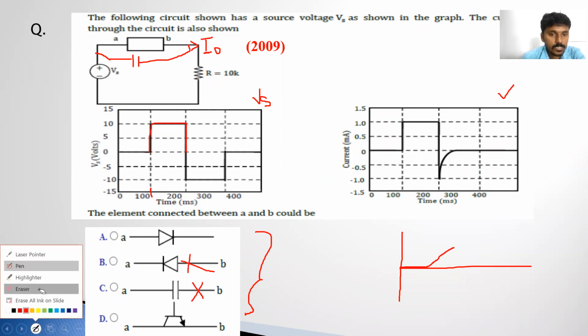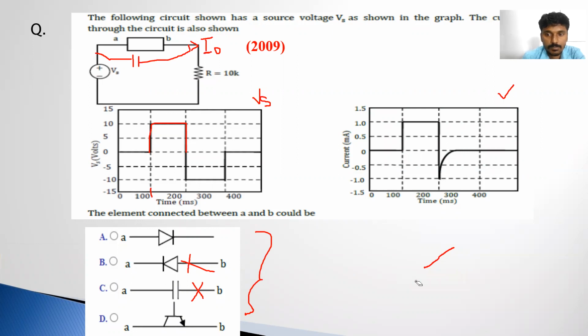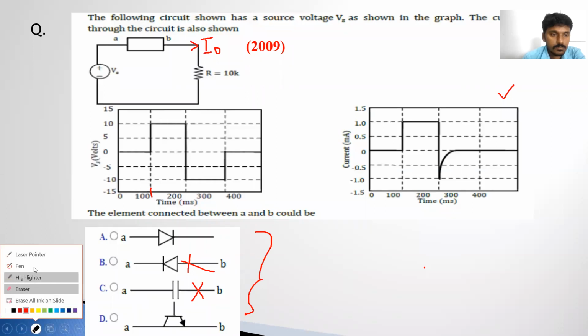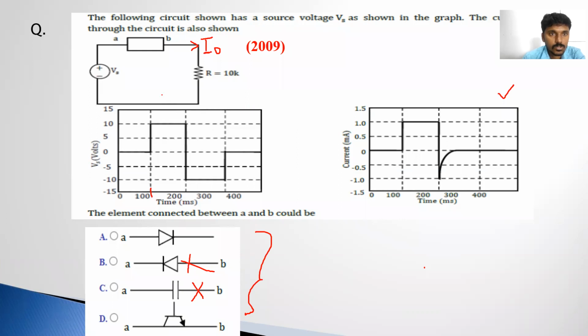Clear? So which is remaining? Which one is the answer? A or D? D also has no chance. This is the transistor. When the device is turned on, the current is flowing. Okay, D is also no chance.